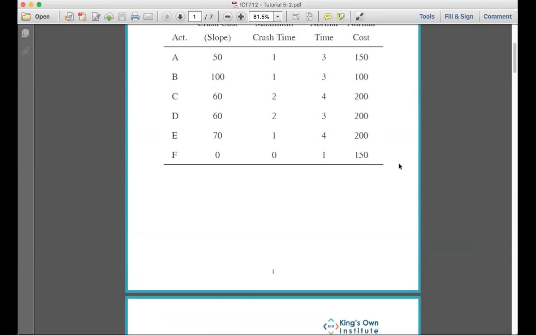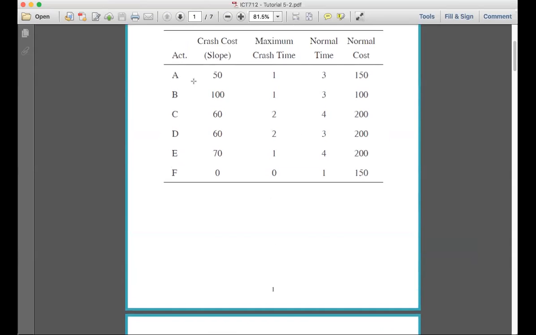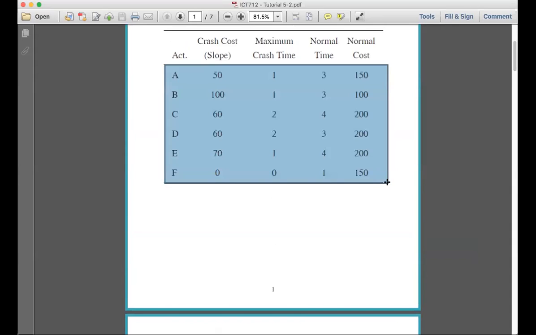We know here which activity I cannot crash, guys. Look here and tell me which activity I cannot crash.